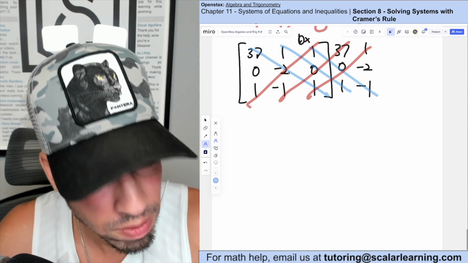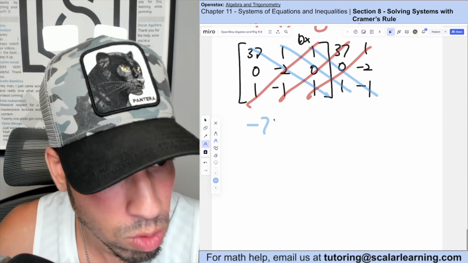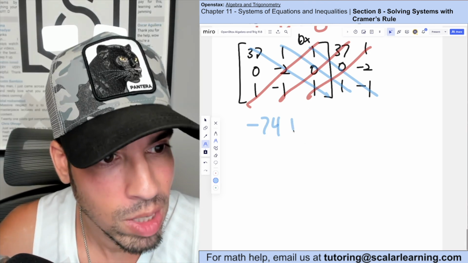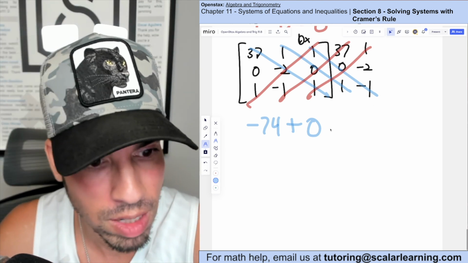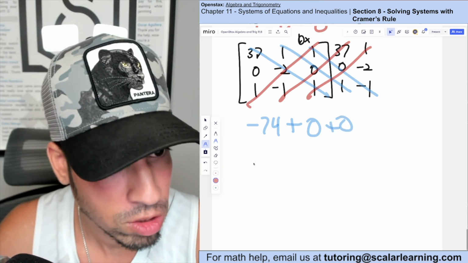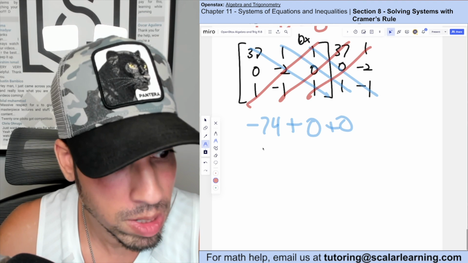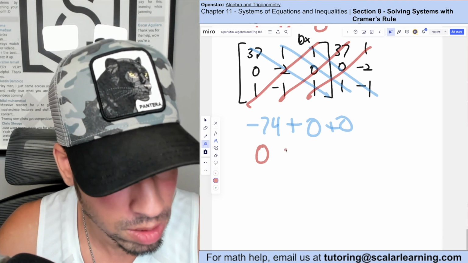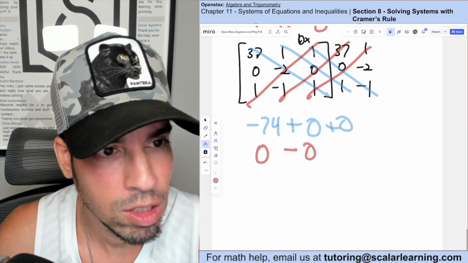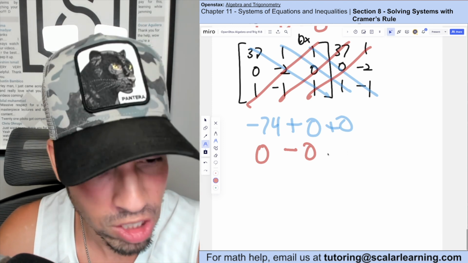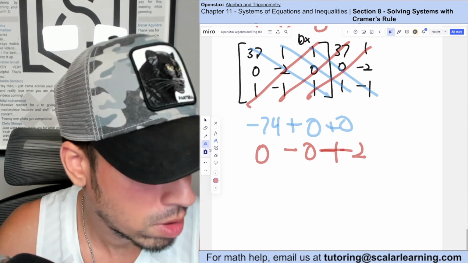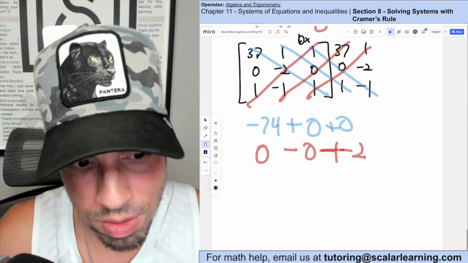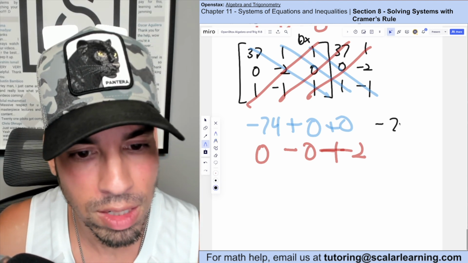So first we got 37 times -2 is -74, right? Times 1 is just that. And then we got plus, that's going to be 1 times 0 times 1, which is 0, plus 1 times 0 times -1, which is 0. Now let's do the reds. We got another 0 in the mix there. We got another 0 in the mix there. And then last but not least, we got 1 times -2 times 1, which is -2, but we're minusing it. That double negative makes a plus. So basically, we just got -74 plus 2, which is -72.